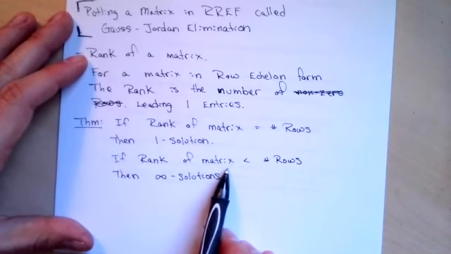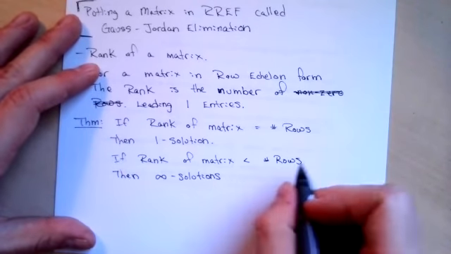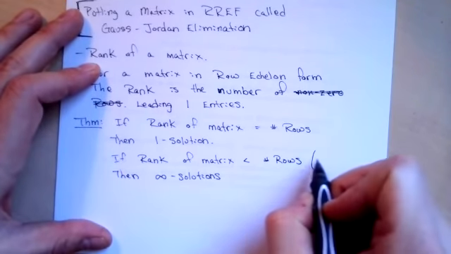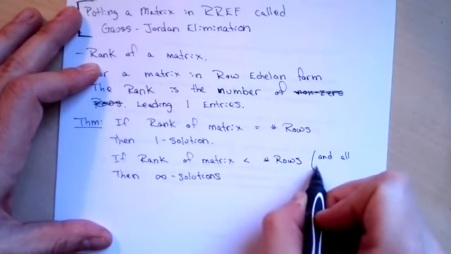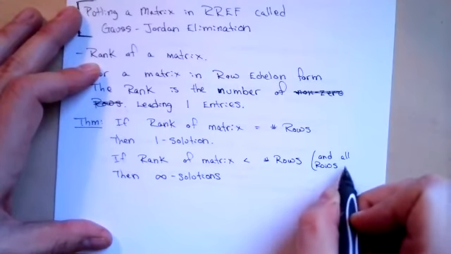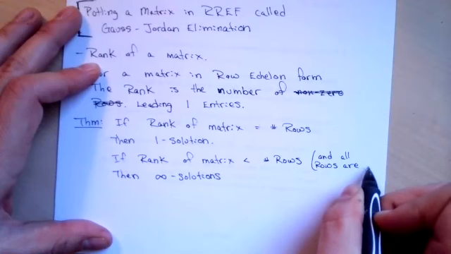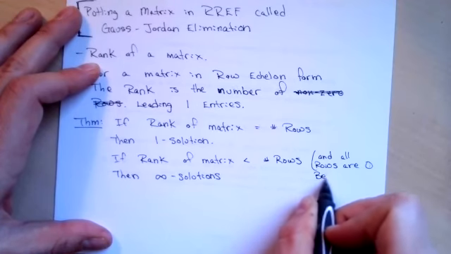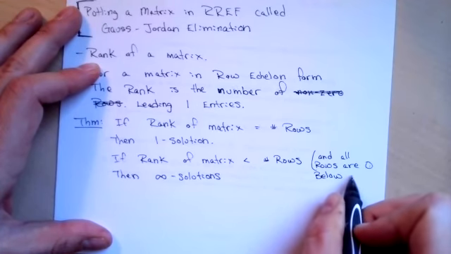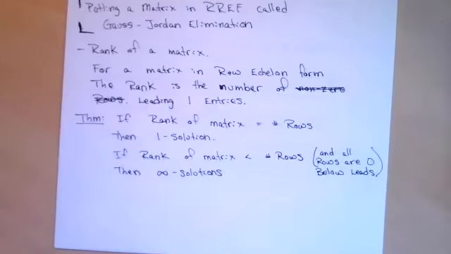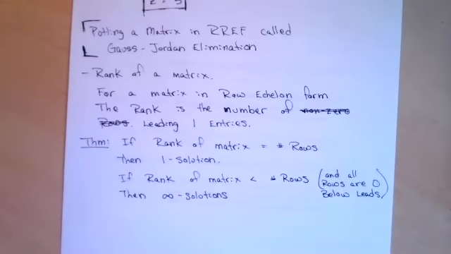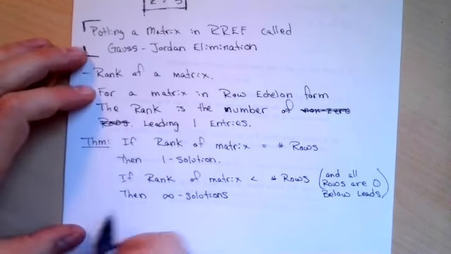If the rank of the matrix is less than the number of rows, and we should say all rows below our leading rows are 0, then we will have infinite solutions. We will have a parameter family of solutions, 1 parameter, 2 parameter most commonly seen.